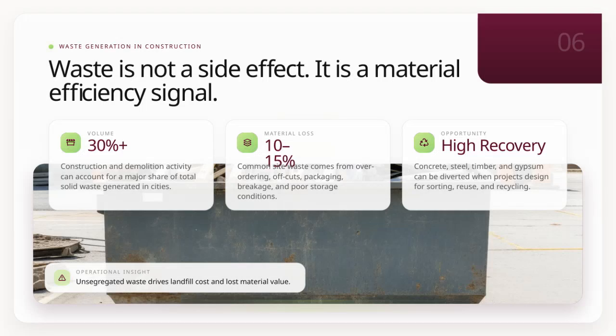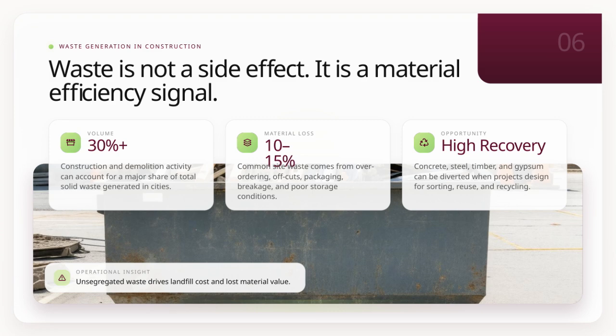One important insight is that unsegregated waste not only increases landfill costs, but also results in lost material value. Waste in construction is more than just an inconvenience. It's actually a clear signal about how efficiently materials are being used on site. In many urban areas, construction and demolition activities contribute to over 30% of the total solid waste generated, which is a significant portion. Typically, about 10 to 15% of materials are lost due to common issues like over-ordering, offcuts, packaging waste, breakage, and poor storage.